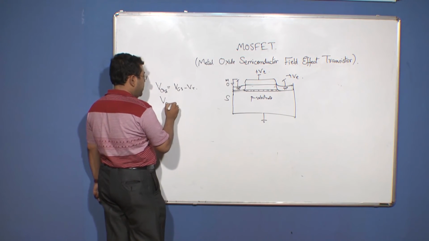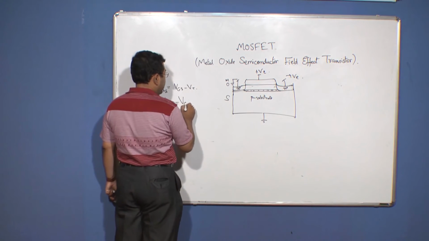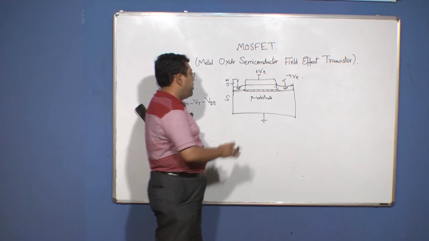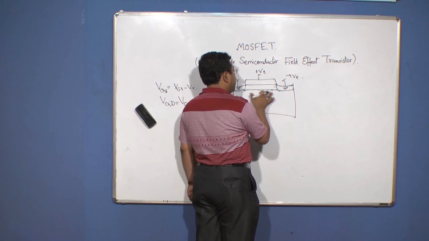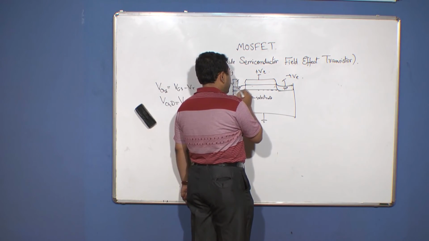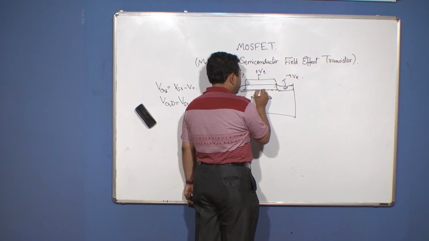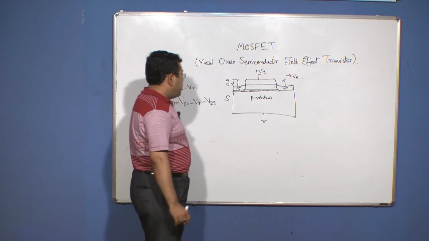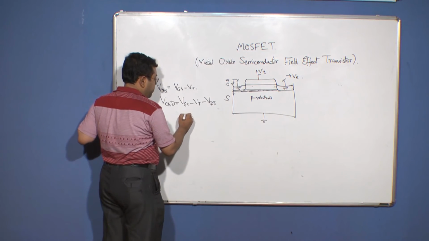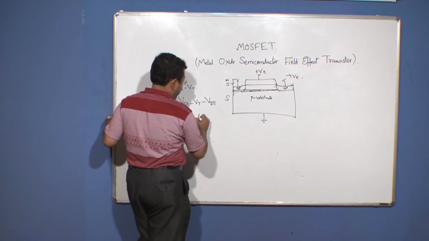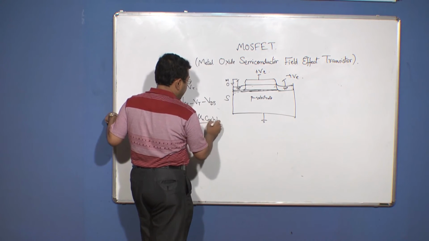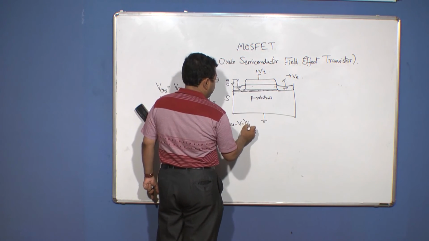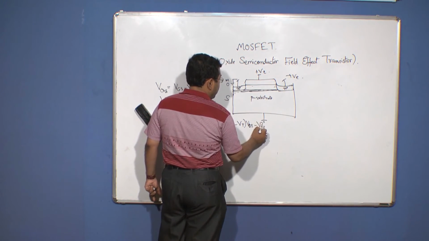If you want to find out the potential drop across the channel at the drain end, that is equal to VGS minus VT minus VDS. So, you can find that the potential drop across the channel is more at the source end than at the drain end, and therefore, you can find that the channel is basically thicker at the source end and thinner at the drain end. So, the drain current equation of a MOS transistor is basically given by ID equal to mu n COX W by L into VGS minus VT into VDS minus VDS square by 2.